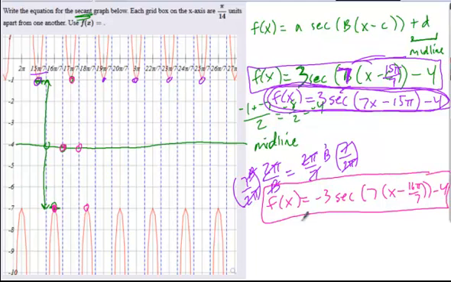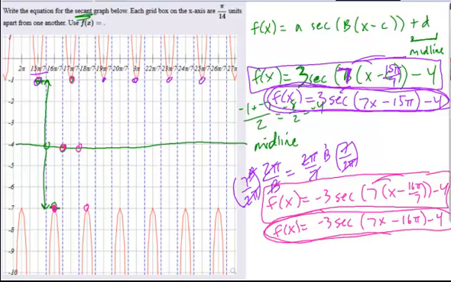Okay? Again, if I simplified it and distributed through, I'd get -3 secant, distribute the 7 through, 7x minus, the 7's cancel, 16 pi, minus 4. So this is also an acceptable answer. Again, there are many acceptable answers. It all depends whether you want to use a positive or a negative number in front of your function.